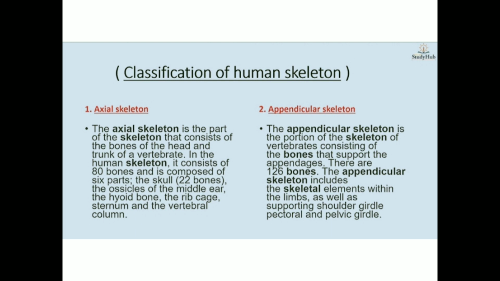And the other part is the appendicular skeleton. The appendicular skeleton is the portion of the skeleton consisting of the bones that support the appendages. There are 126 bones. The appendicular skeleton includes the skeleton elements within the limbs, as well as the supporting shoulder girdle, pectoral girdle, and pelvic girdle.